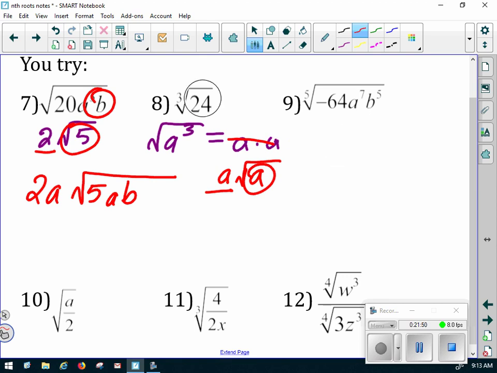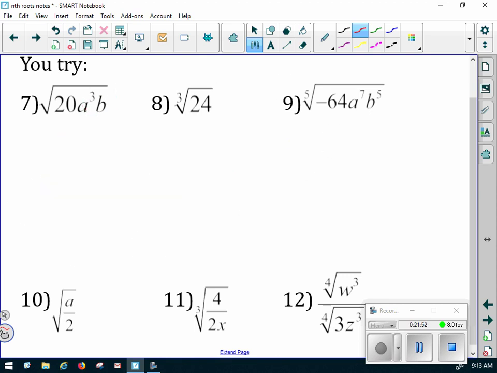Try number 8. Now number 8 says the cube root of 24. 2 times the cube root of 3. Yeah. Now listen, again, please don't do this. Do you see why I want you to put the dot in there for times? Because I don't know if that's 2 cubed or the cube root of 3. So please put the dot in there.